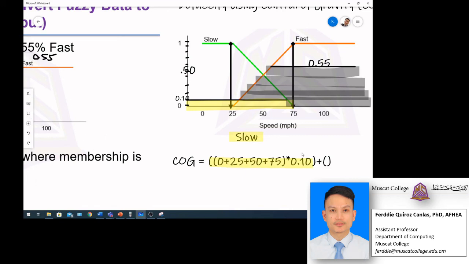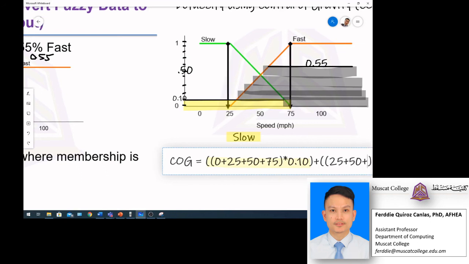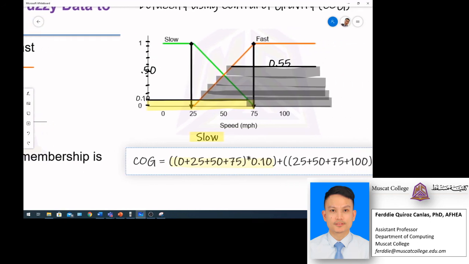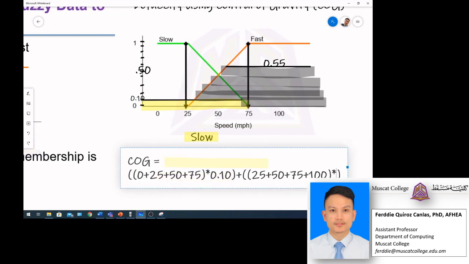Okay, then for the fast we will do the same. We will have to calculate all the values for the fast, which is 25, not 0, because 0 is not part of the fast, only 25. It starts with 25 up to 100. Don't include 0 here because it's not part of the fast. 25 plus 50 plus 75 plus 100 multiplied by the weight. What's the weight? It is 0.55.